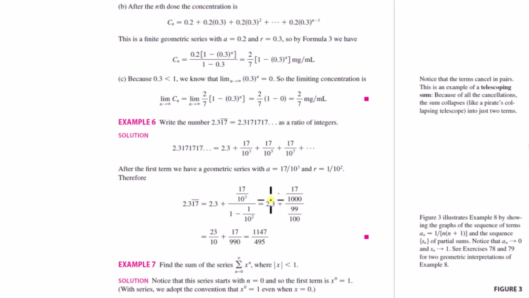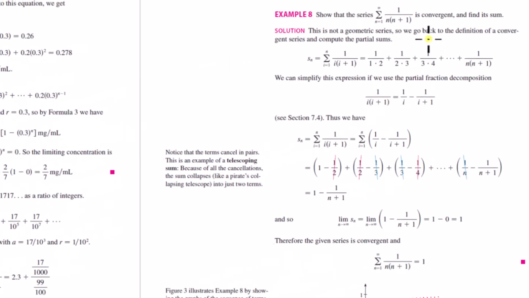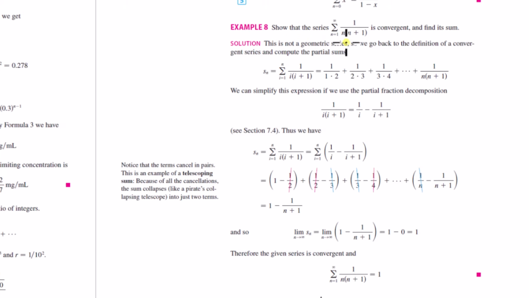Okay, let's skip example 7. Example 8. Show that this series is convergent and find its sum. All right, so they write out the first few terms, and then they write out the first few terms of the sum, I think. Oh no, what do they do? Okay, yeah. This is not the s sub n. This is just one of the terms that's being summed. This is the a sub n formula.